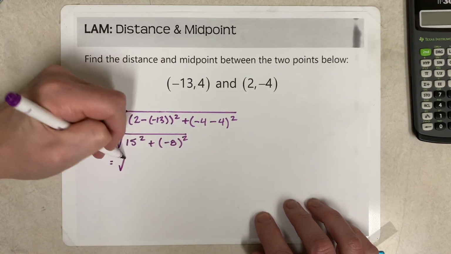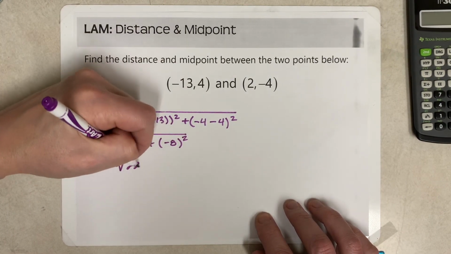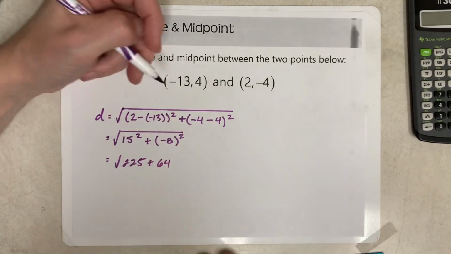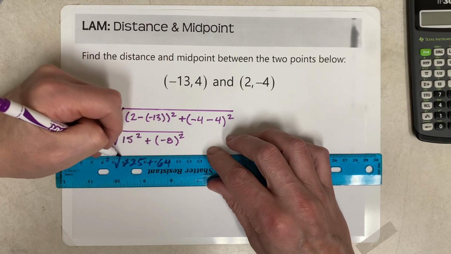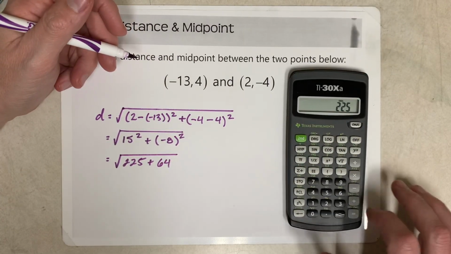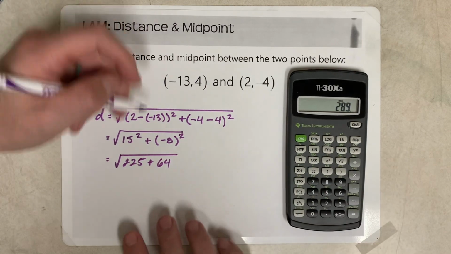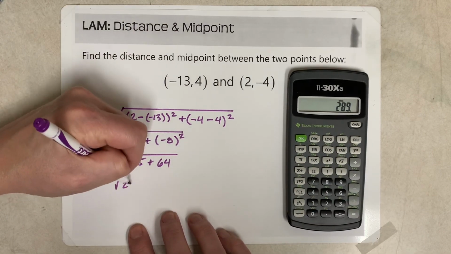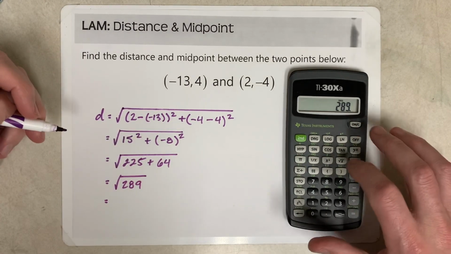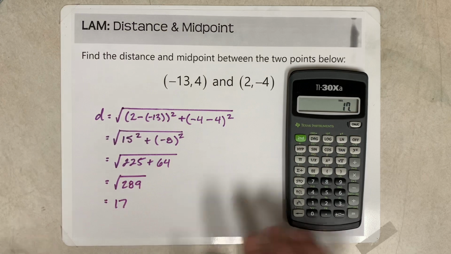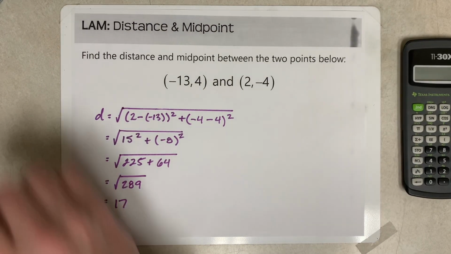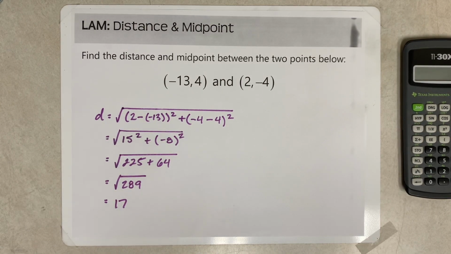All right, so 15 squared is 225. Negative 8 squared is a positive 64. So if you add those together, 225 plus 64, you get 289. And I know what that is, but if you take the square root, you get 17. And so 17 is going to be your distance. So that's pretty nice.